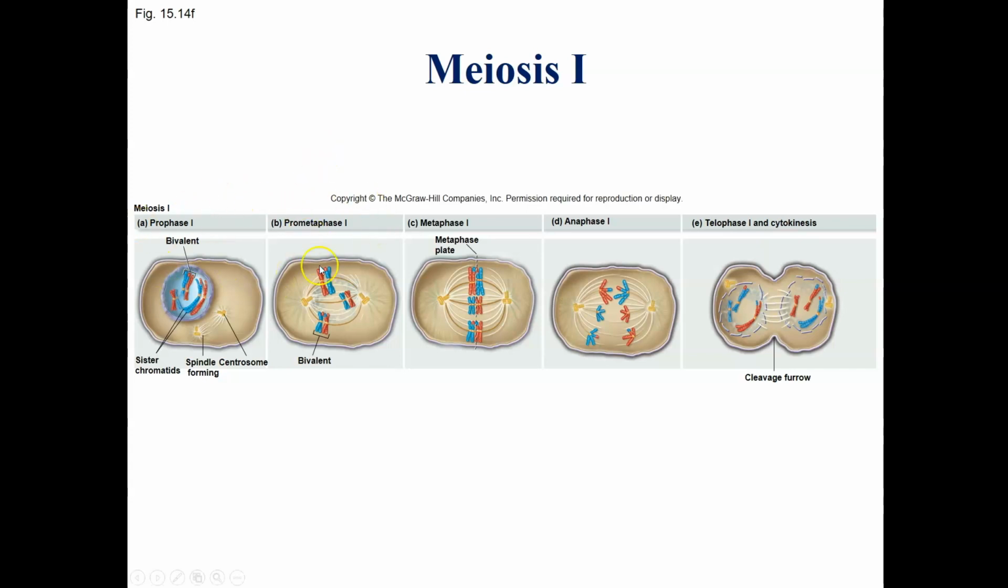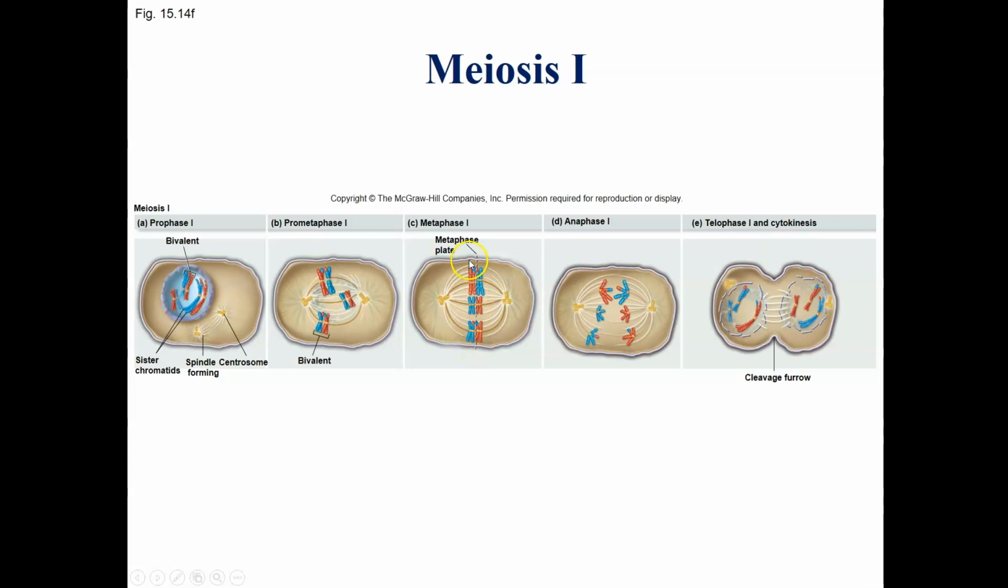In prometaphase, again, we're going to have breakdown of the nuclear envelope. The formation of the kinetochore and the microtubules are going to start to pull back and forth those chromosomes until they line up at the metaphase plate. Now, we say that random alignment takes place.